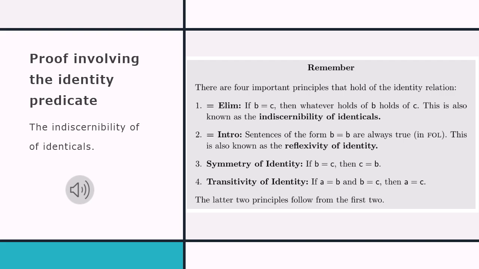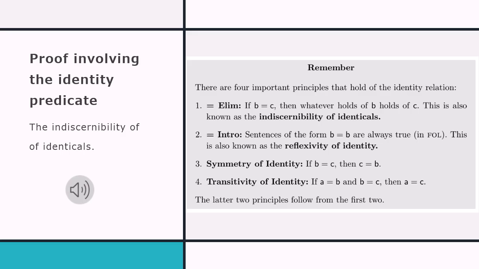then whatever holds of B, whatever predicates or relationships hold of B, also have to be true of C. This is also known as the indiscernibility of identicals. And what it means is that if we have a sentence that, for example, has a B in it somewhere, then we can cite this B equals C in this rule, equality elimination, and replace that B with C and get a new sentence that no longer has B in it but has C, and we can be assured that it's true. Okay, so we can replace identical objects.